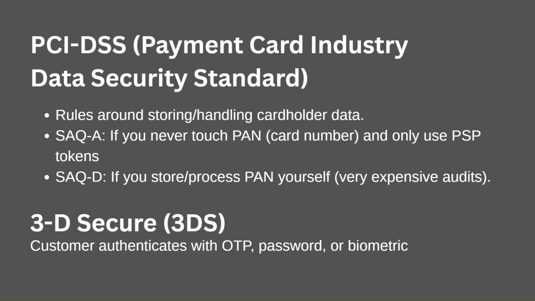Then the second category is known as 3DS, which is 3D Secure. If this is enabled, the customer needs to authenticate with some extra information like an OTP, password or biometric. So these are the core things that we need to understand from the payment security point of view. There are many more, but we are not going to spend much time on those in this video.